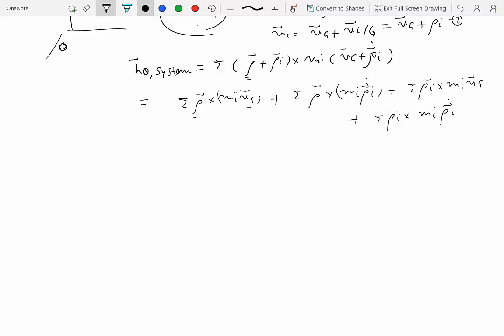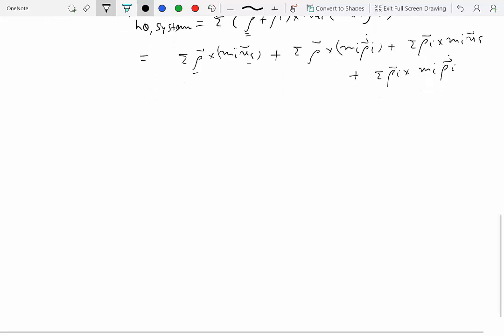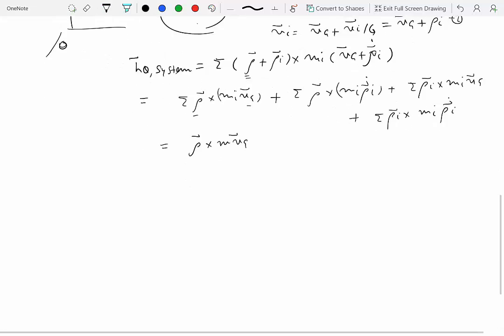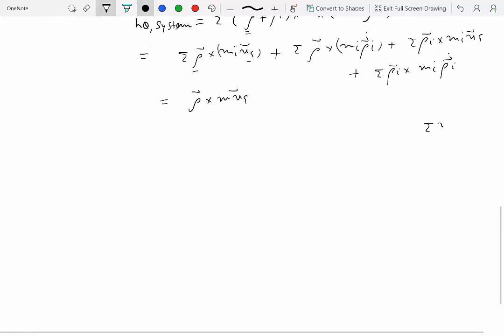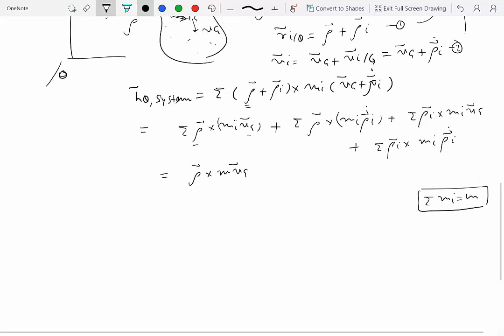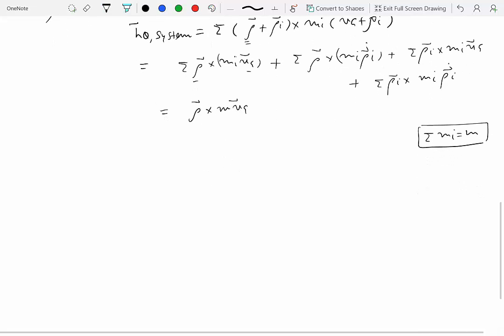So clearly rho and Vg are not dependent on the i, so I can easily write this as rho cross sigma mi, which is nothing but the total mass, times Vg. So sigma mi, let me write this over here. Sigma mi is written as the total mass. Okay, so we get rho cross mVg over here.